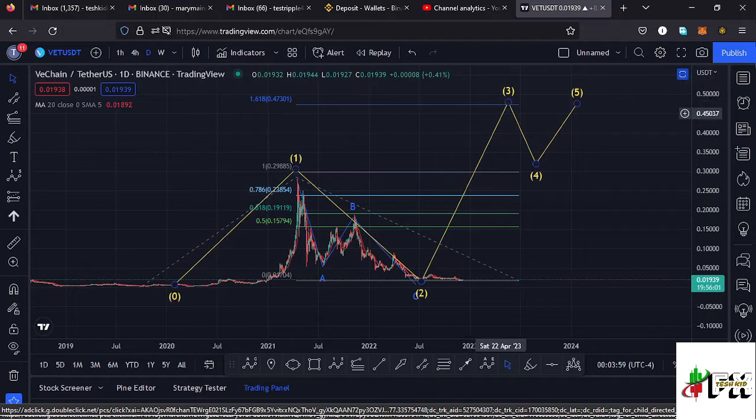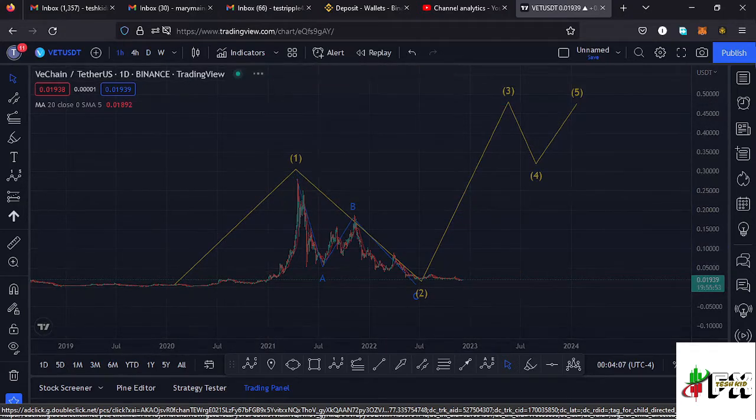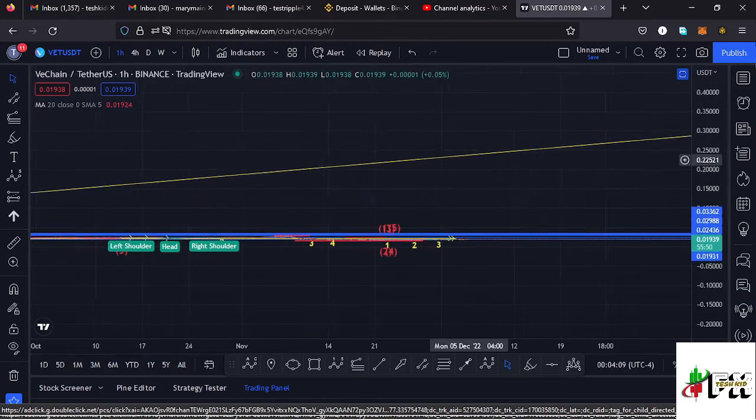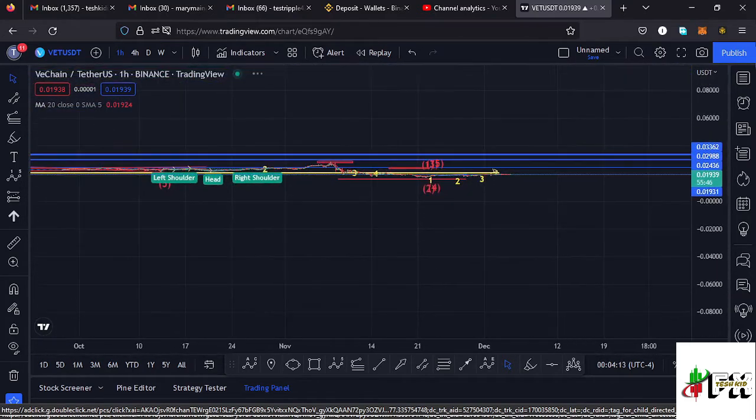Once we see that reversal to the upper side in the next bull market, that is the minimum that I would expect Vechain to do, and that is my long-term scenario that I'm expecting to play out here on the Vechain chart. And jumping to the 1 hour chart for further analysis, and also give you the short-term scenarios that I expect to play out over here.